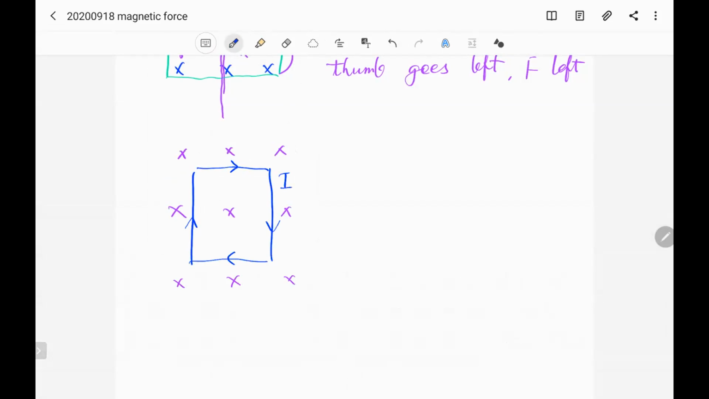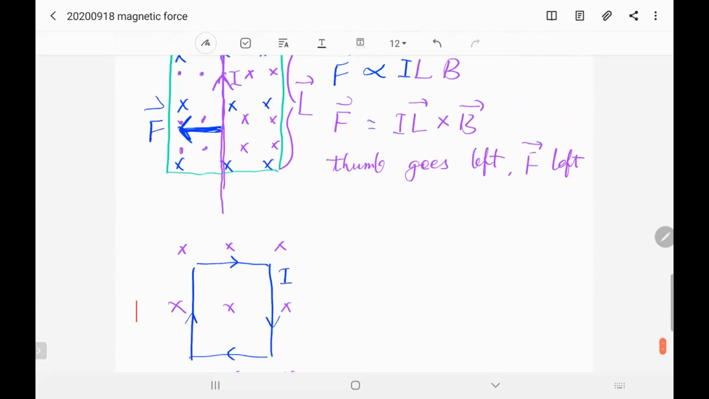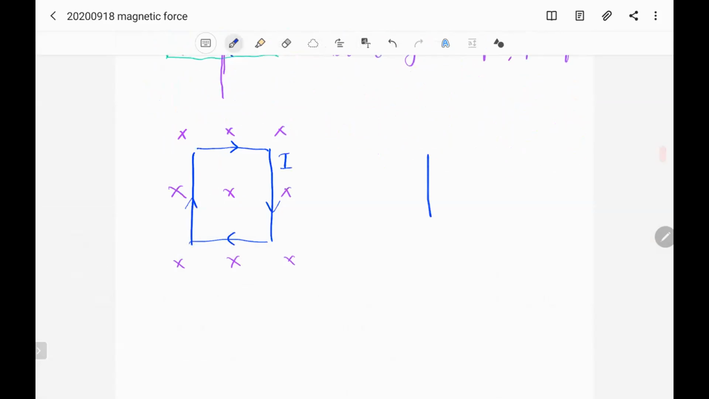So according to what we just talked about for the direction of the force: if the current moves up, the force is going to point left. So we have a force on the left side. The same thing on the top side, we can use the right hand to determine that the force goes up. On the right side, the force goes this way, and on the bottom side, the force goes this way.